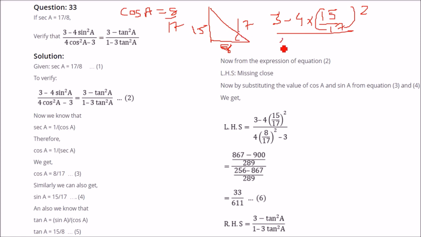And denominator will be 4. Cos square theta is what? Because 8 by 17, 8 by 17 whole square minus 3. So this when you solve, you'll get 33 by 611.